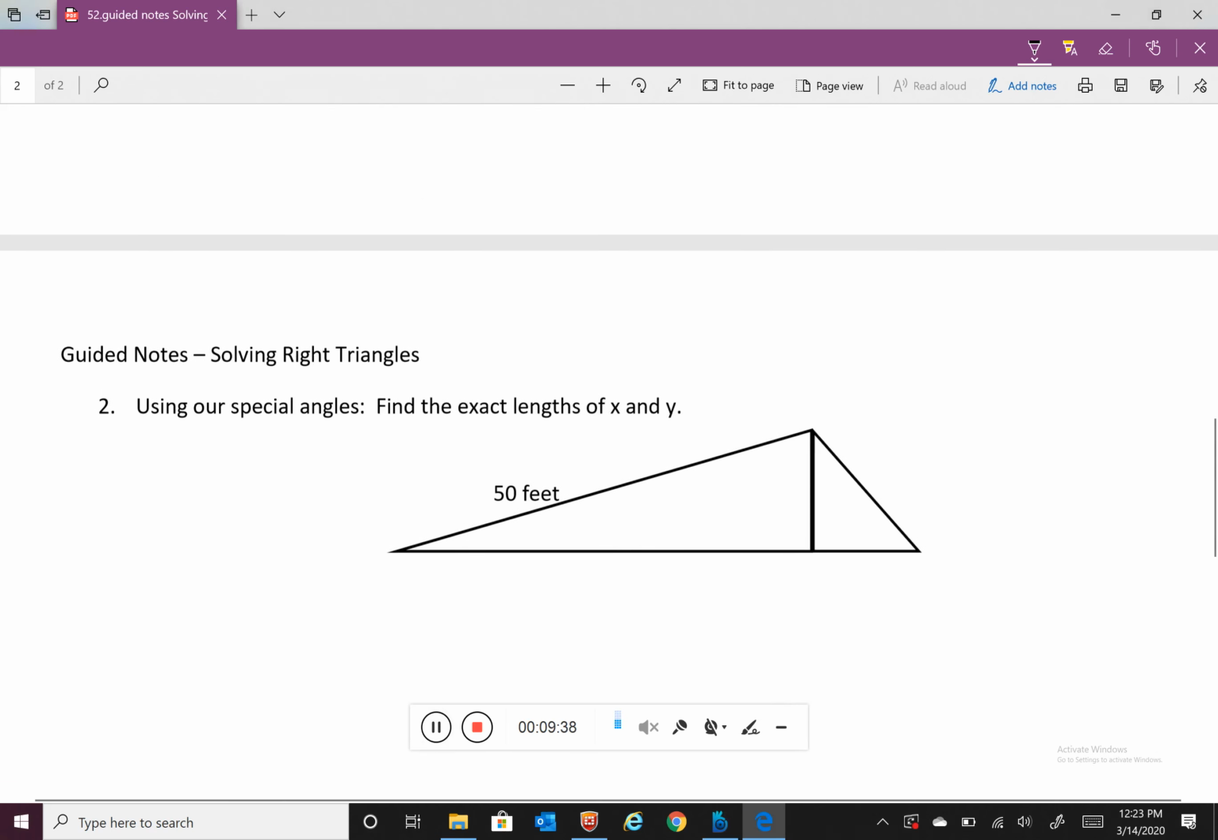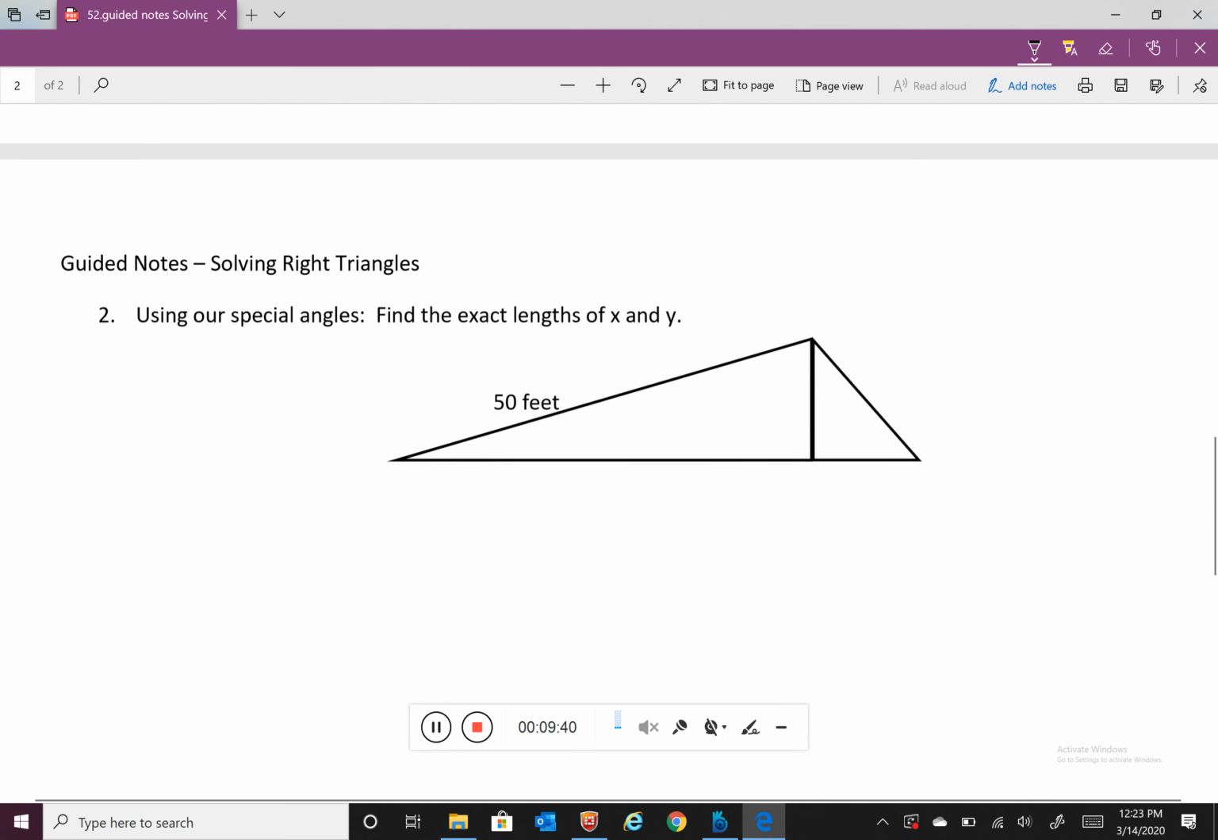For our next example, we're actually going to be using our special angles here, and we're going to find the exact lengths of x and y. But in order to do that, I need to give you some more information on this triangle. So first, I am telling you that this left triangle is a right triangle with this angle at 90 degrees. This angle is special. It is 30 degrees.